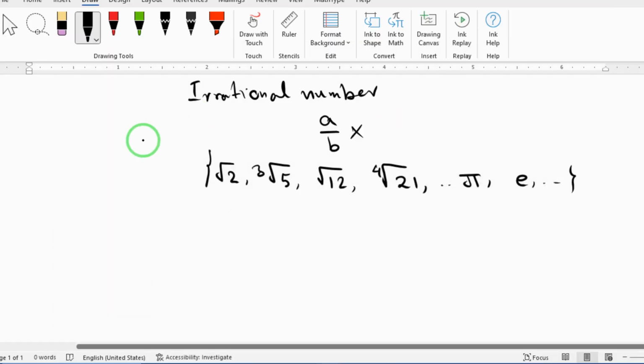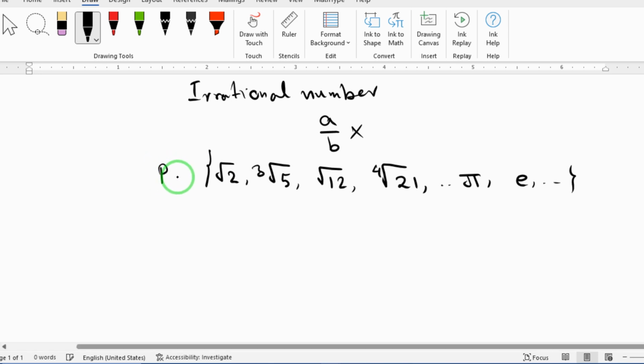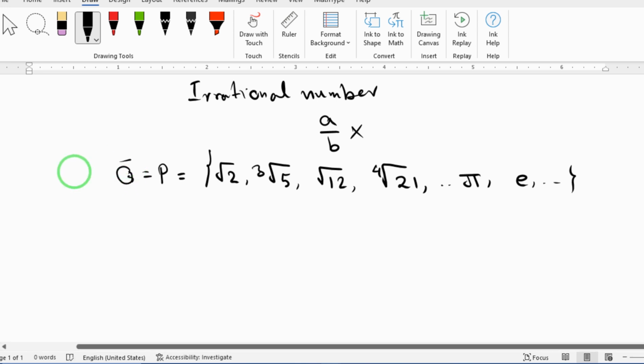It is a set usually denoted by P, or sometimes also by Q. I don't know what to say in English. These numbers are irrational numbers.